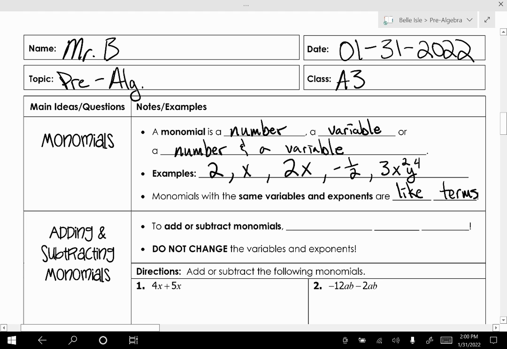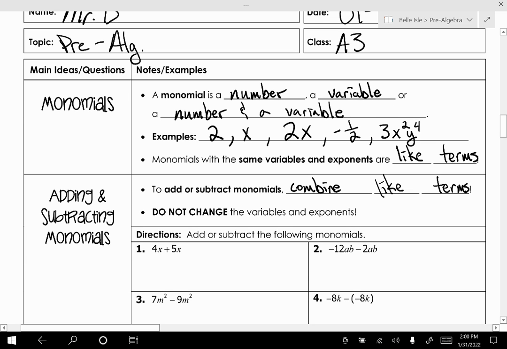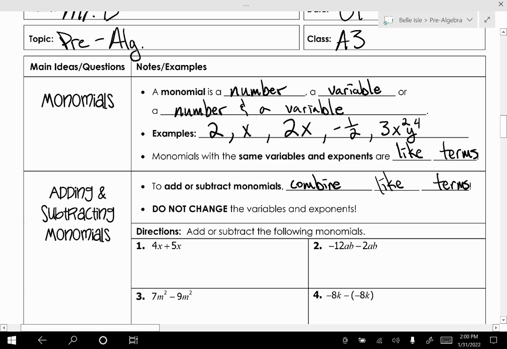Okay. Adding and subtracting monomials. To add or subtract monomials, you must, it's our favorite phrase in here, combine like terms. Do not change the variables and exponents.